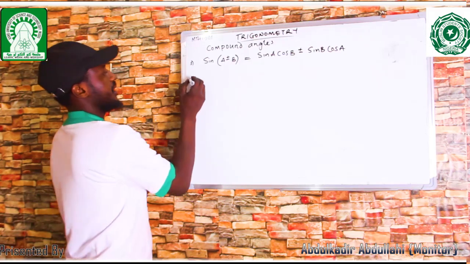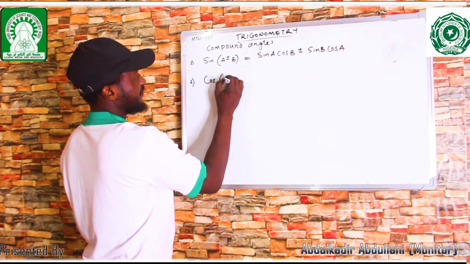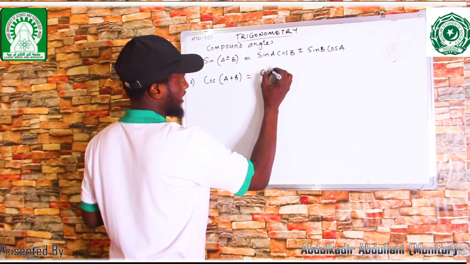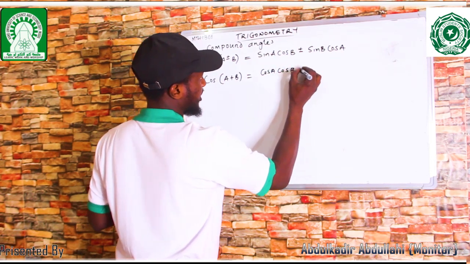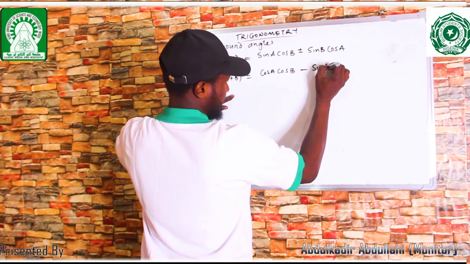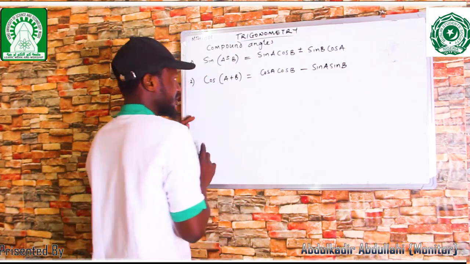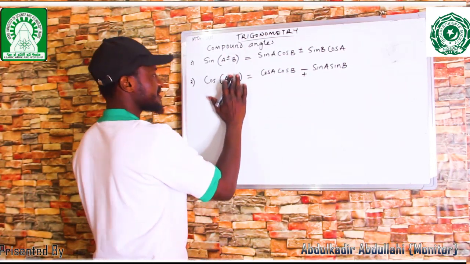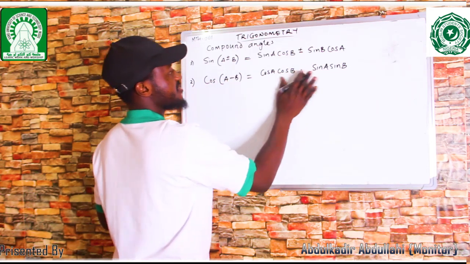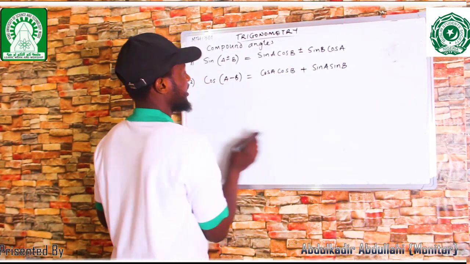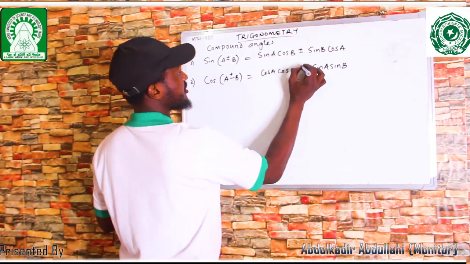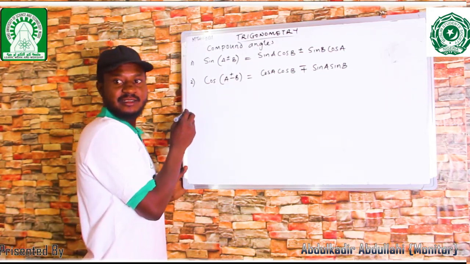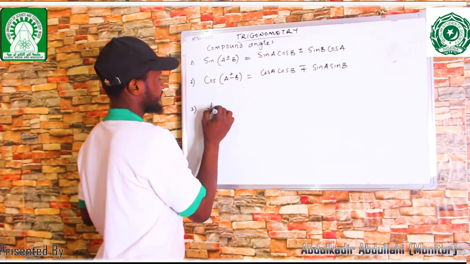Very clear. Now number two, we have cos A plus B. Cos A plus B is cos A cos B minus sine A sine B. Also, if here is minus, then here is going to be plus. That is to say, in cos, if the initial is negative, then the result here is positive. But if the initial is positive, then the result is negative. Also very clear.